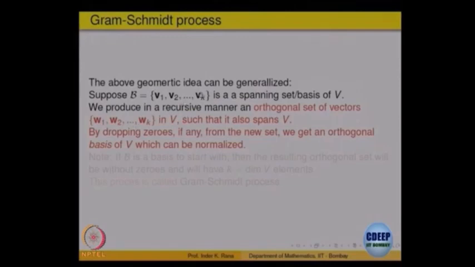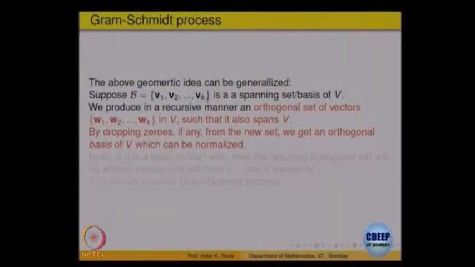That is what we want to do. First of all, you can drop zeros, if any, in the original set. If it is a basis, nothing will be 0. If it is a spanning set there may be some 0, so drop them. They are not going to be useful. From these V1, V2, Vk, first we get the perpendicular ones. From that vector, subtract the projection, and you get a vector which is perpendicular to this. The two new ones that you have gotten are perpendicular to each other, but they may not be of magnitude 1.